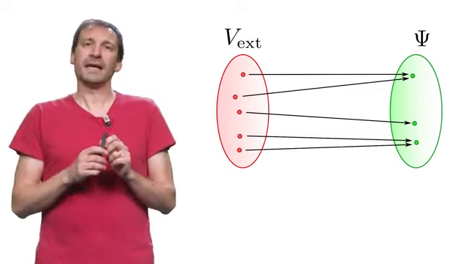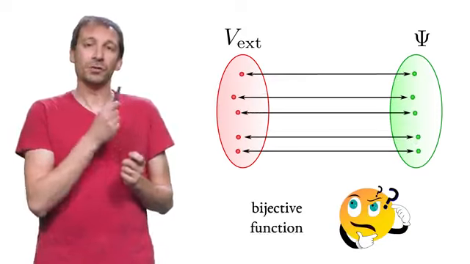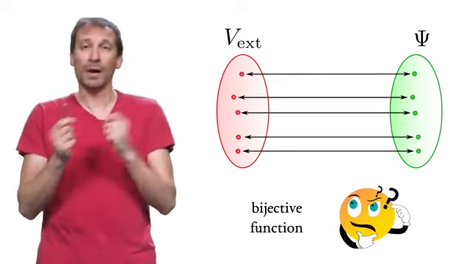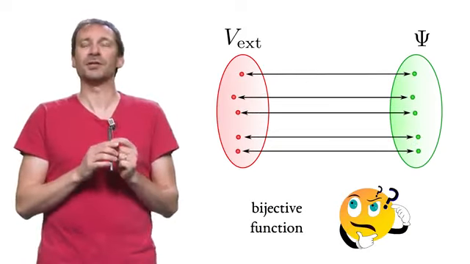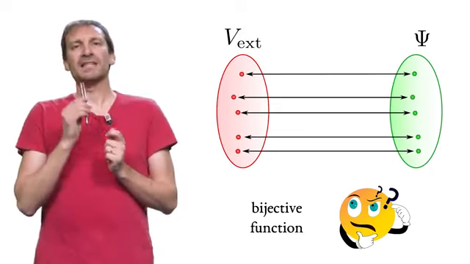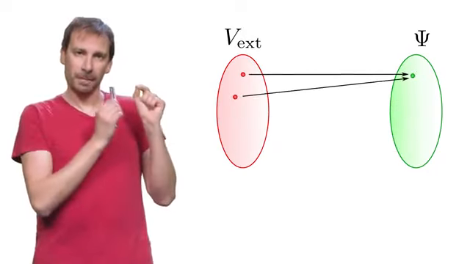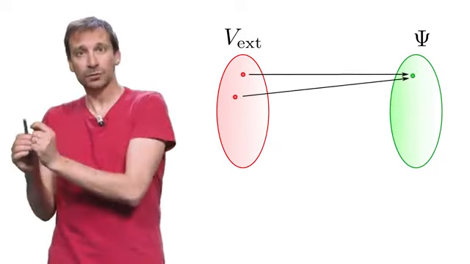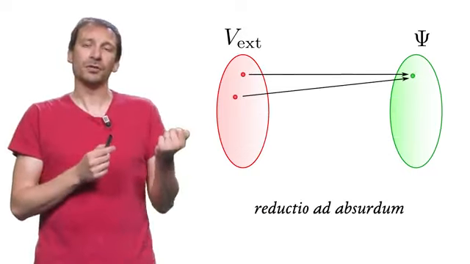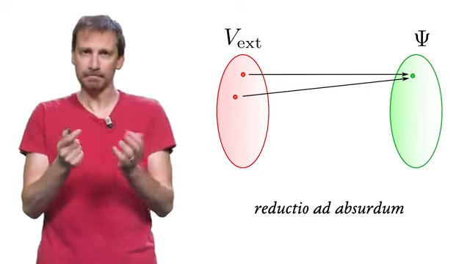Now we want to investigate a bit more and see, as we sort of guess, if the mapping is also injective. That would give us a bijective function, a one-to-one correspondence between the external potential and the wave function. Let's proceed. The strategy here is to start with an assumption: two different external potentials leading to the same ground state wave function, and make a reductio ad absurdum. Let's see where this assumption takes us, okay?